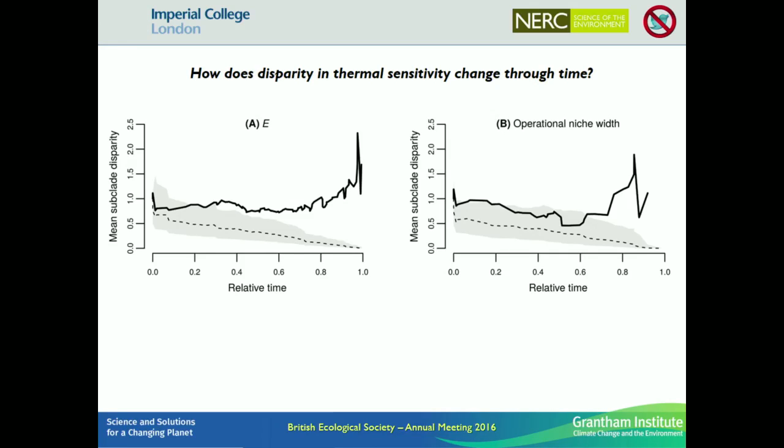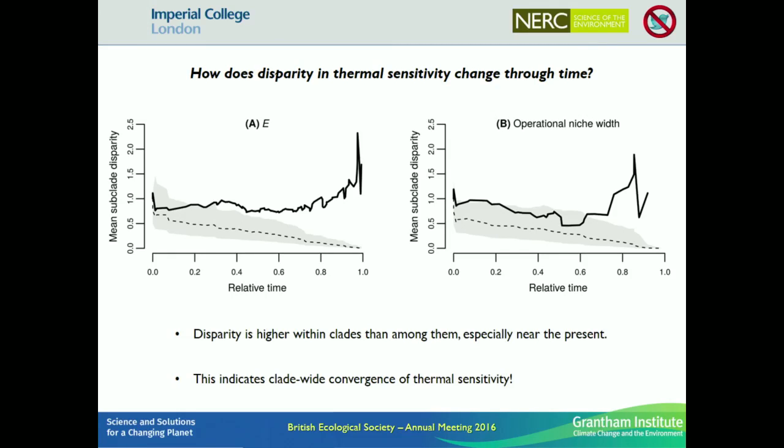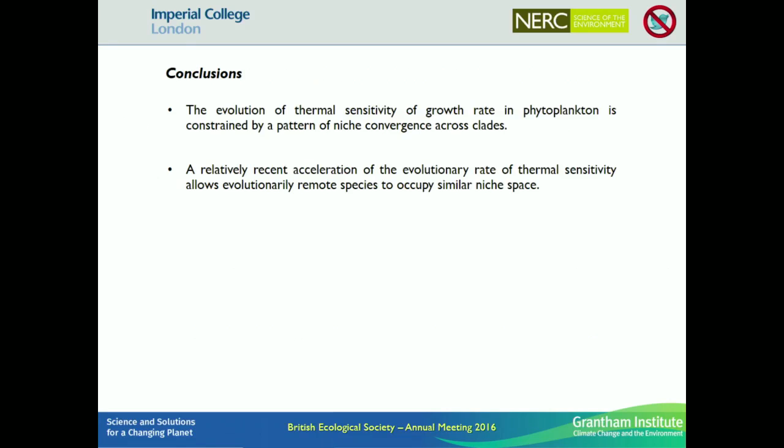And the gray area that you see here is the result of 10,000 simulations of a trait evolving randomly on this particular phylogeny, whereas the black line is the actual observed disparity in the trait. The fact that we see higher disparity than expected near the present for both traits indicates that there is a pattern of niche convergence going on, and different clades, evolutionarily distinct clades, are able to converge on the same distributions of thermal sensitivity. So what can we get from all of this?